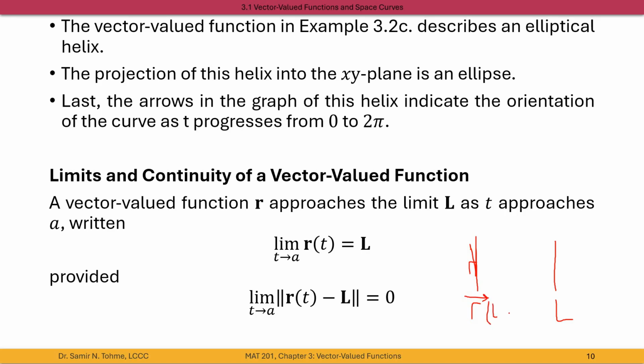As t tends to a, as the value of t goes closer and closer to a, you will arrive at L. This means that as t tends to a, the difference between R and L becomes smaller and smaller until you reach the limit L. That's why the difference between the two is zero as t tends to a.